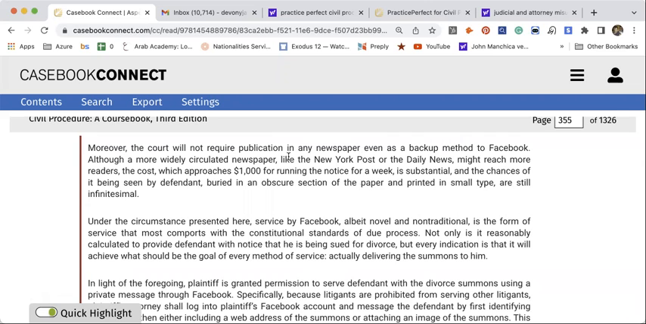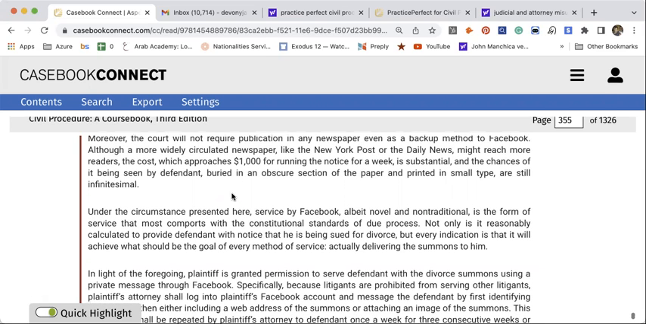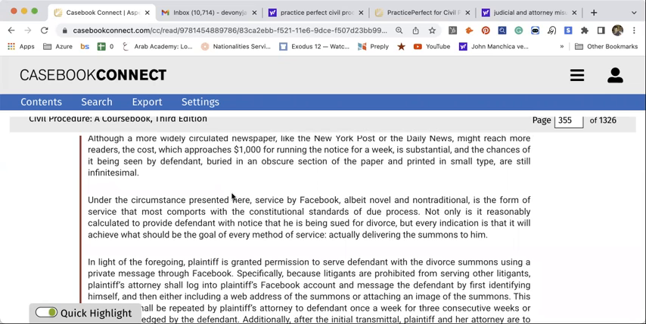Moreover, the court will not require publication in any newspaper, even as a backup method to Facebook. Although a more widely circulated newspaper like the New York Post or Daily News might reach more readers, the cost of which approximates $1,000 for running a notice for a week is substantial, and the chances of being seen by the defendant, barring some excuse for searching the newspaper and printing in small type, are still infinitesimal.